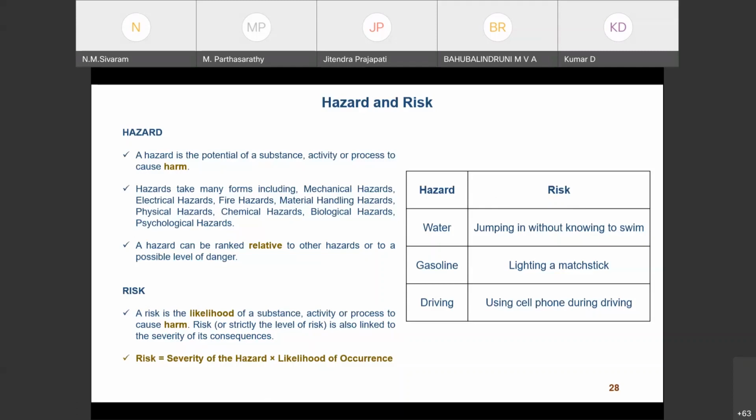Again, gasoline or petrol is present. If you light a matchstick in a gasoline or petrol environment, obviously there may be an explosion. Driving is a hazard, with some inherent hazards. You are increasing the risk when you use a cell phone while driving. So again, this is how hazard and risk are differentiated.